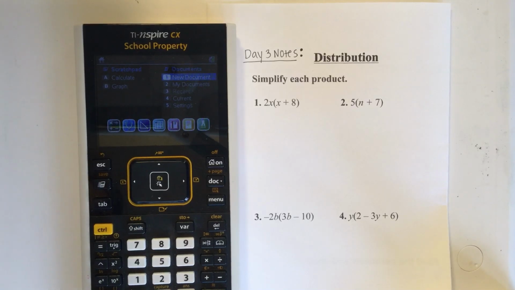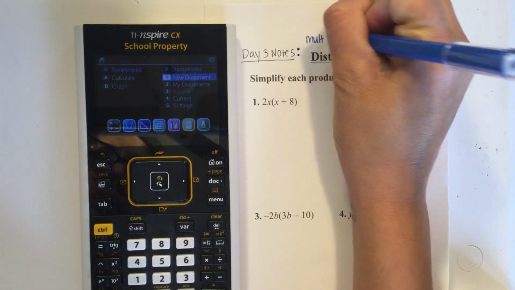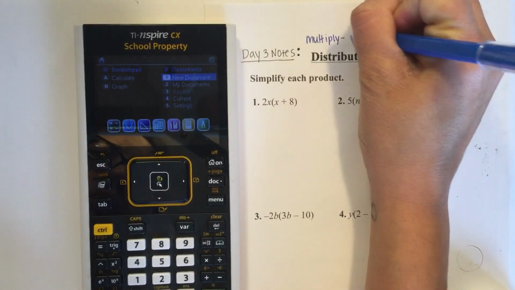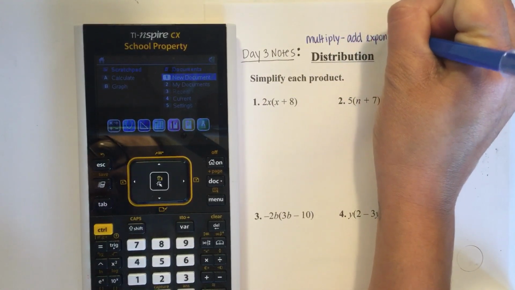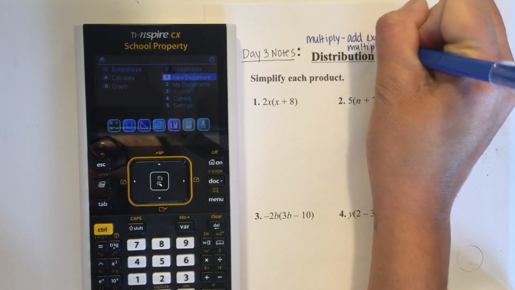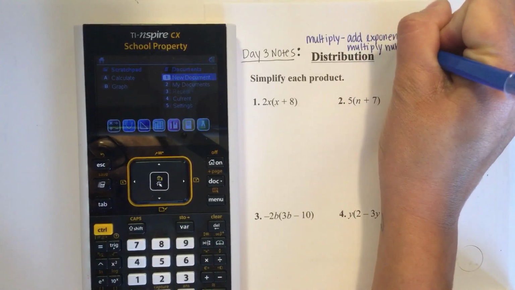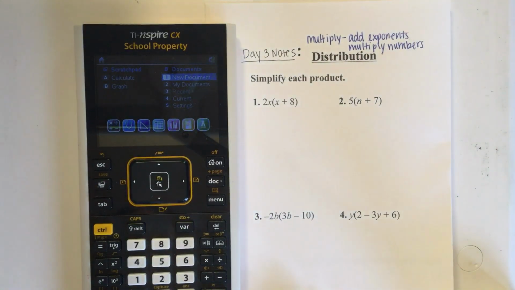Okay, here are day 3 notes for distribution. So when we're going to distribute, we're going to multiply. When you multiply, you add your exponents and you multiply numbers, or your coefficients or constants.